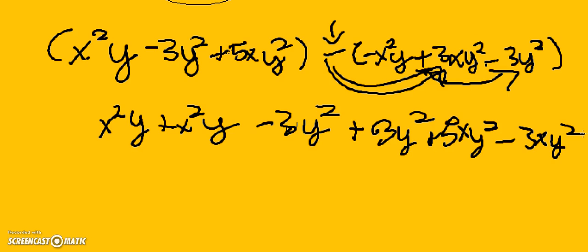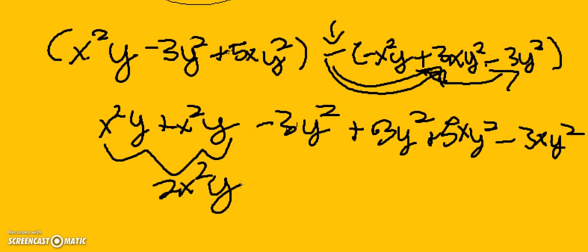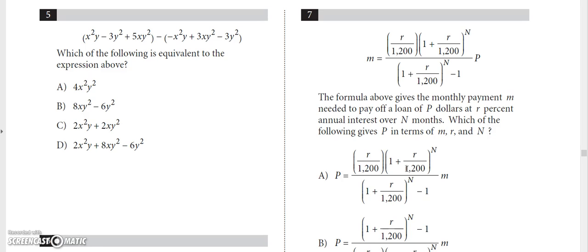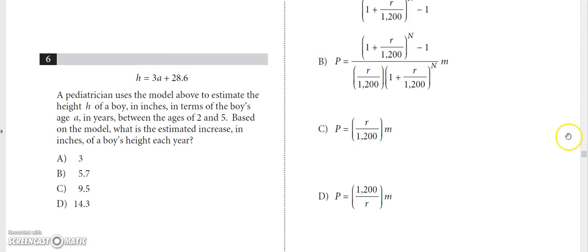So let's start simplifying. This first part over here is going to be equal to 2x squared y. And this portion over here is just going to cancel out. And finally, we're going to be left with plus 5 minus 3 is 2, so 2xy squared. Let's see if that matches any of our answers. And it does. The answer C is the correct answer. So moving on to number 6.